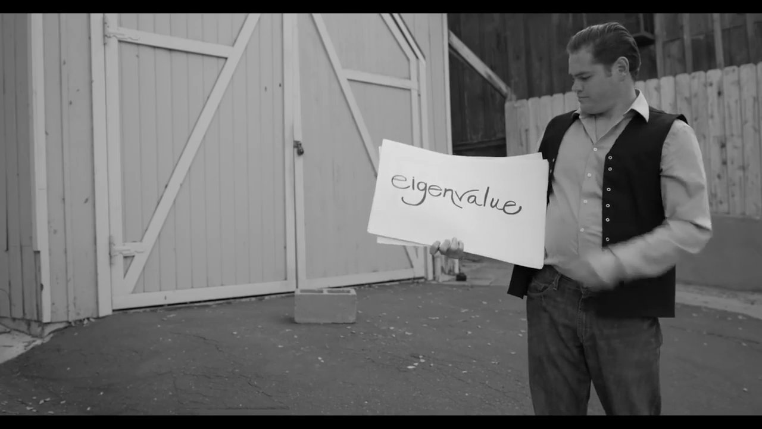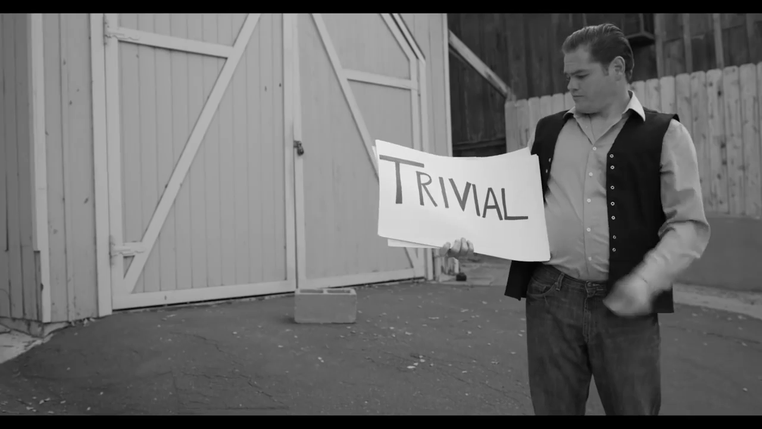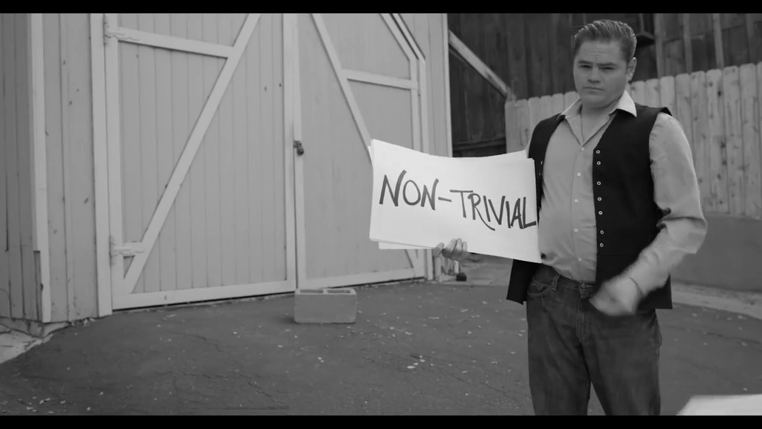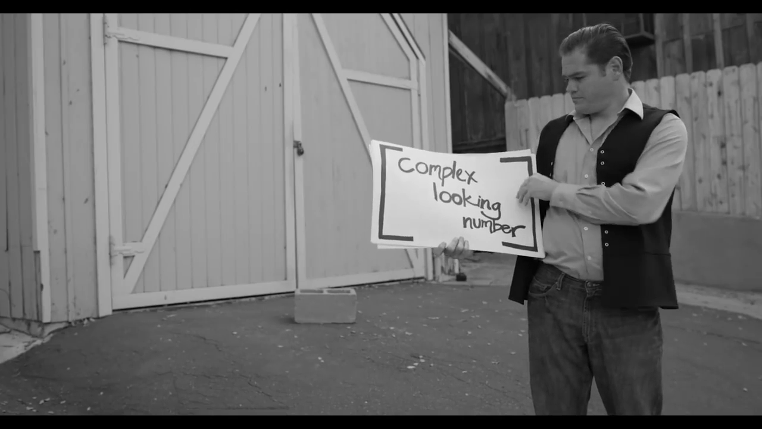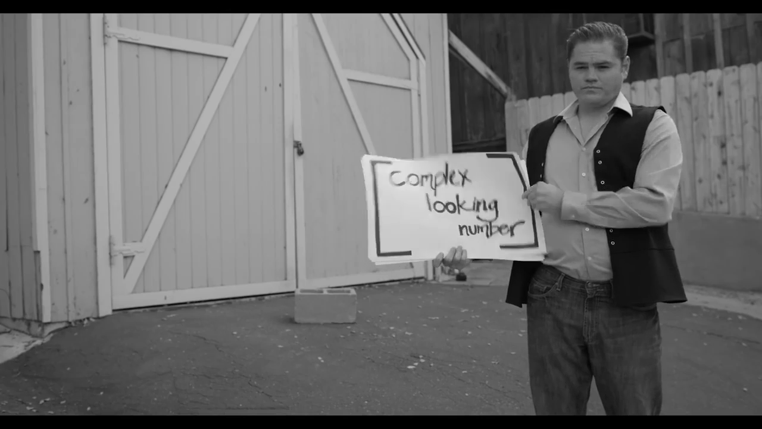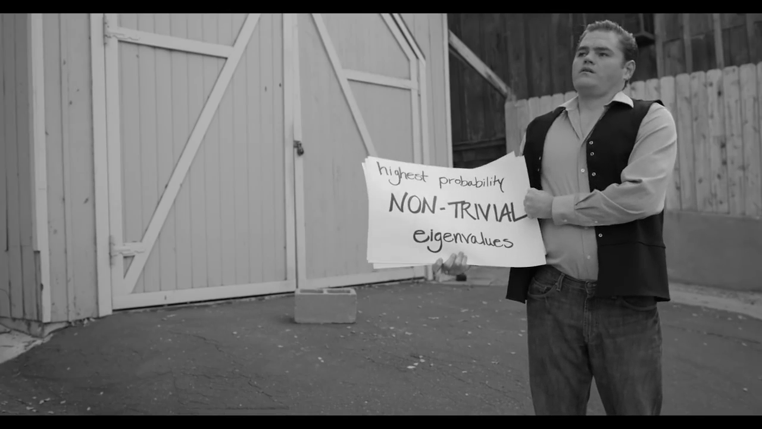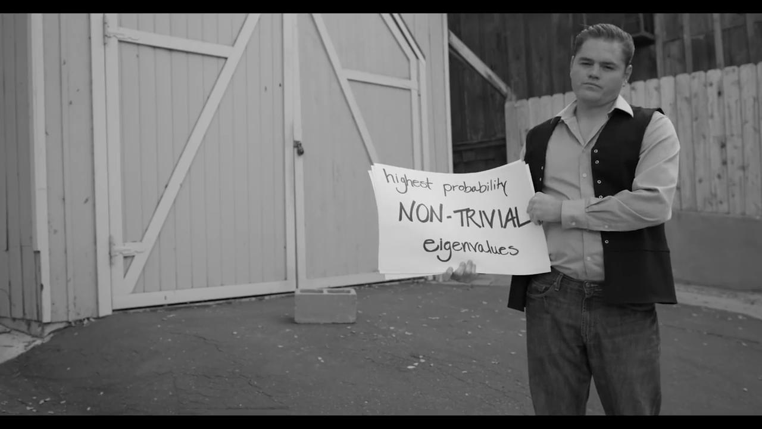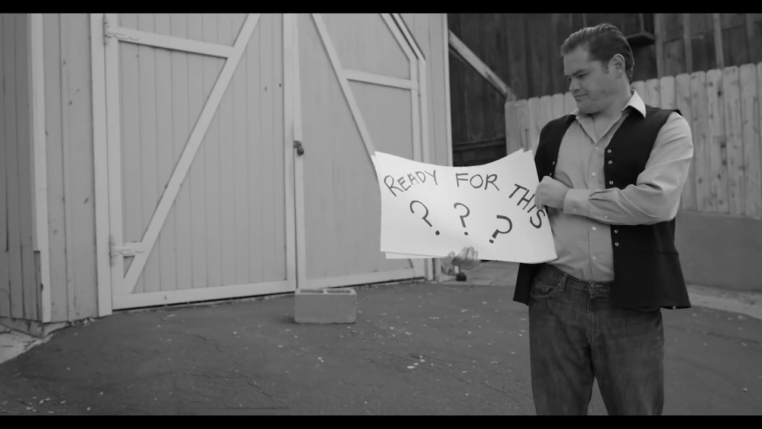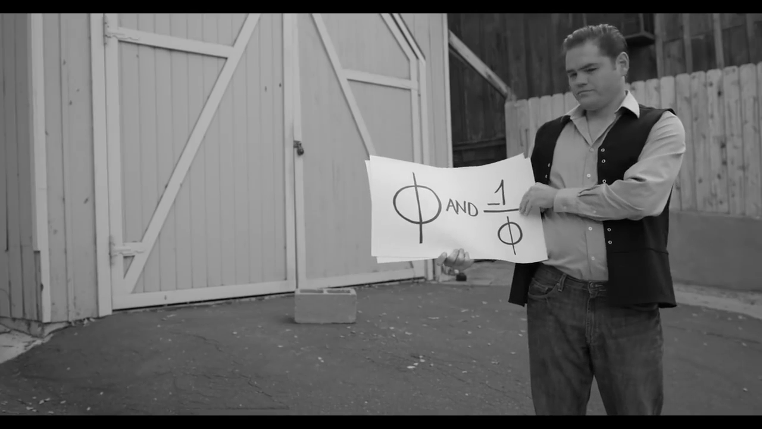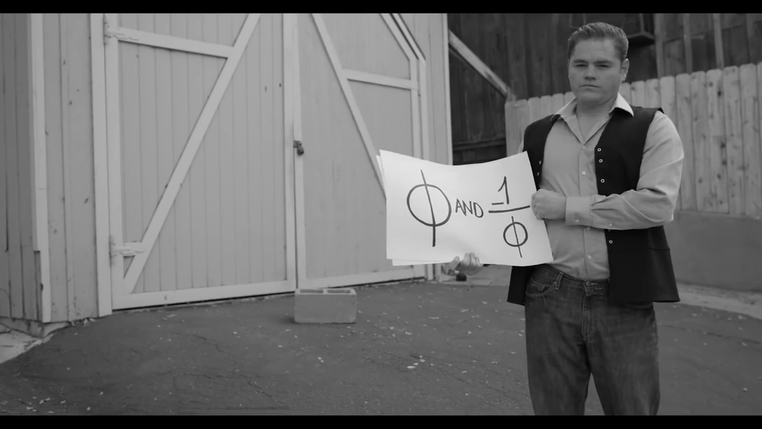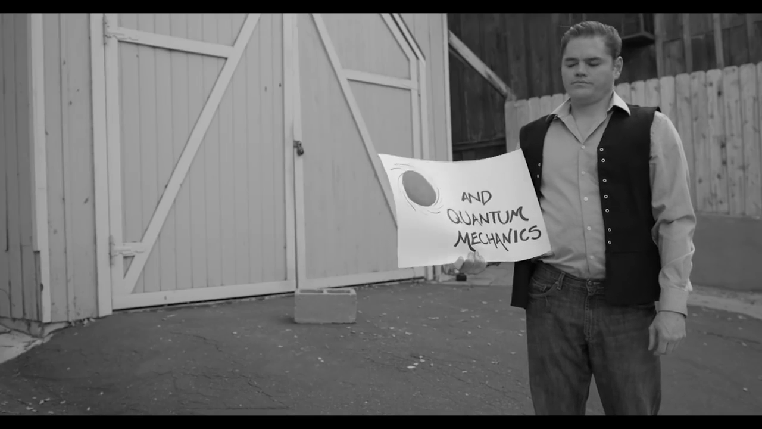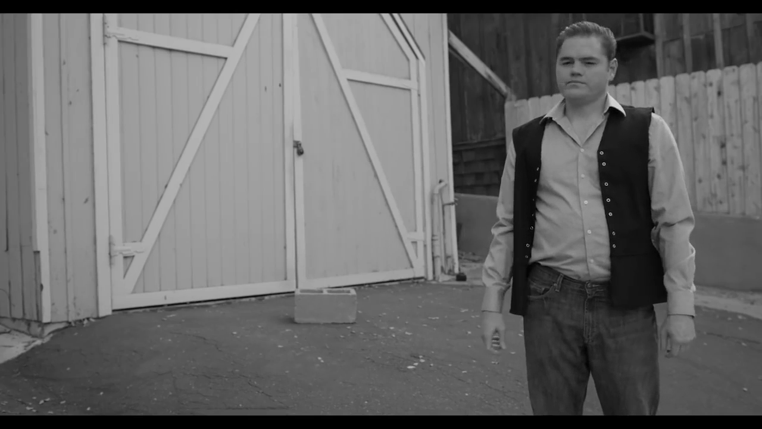It's called an eigenvalue. Some eigenvalues are called trivial. These are values like 1, 2, and 0. And some are called non-trivial. And those are all sorts of more complex-looking numbers. So, here's the interesting part. The highest probability non-trivial eigenvalues that show up in binary matrices are, ready for this, the golden ratio and -1 over the golden ratio. So we now see a deep link between black holes and quantum mechanics because the golden ratio appears deeply in both black hole physics and in quantum mechanics.